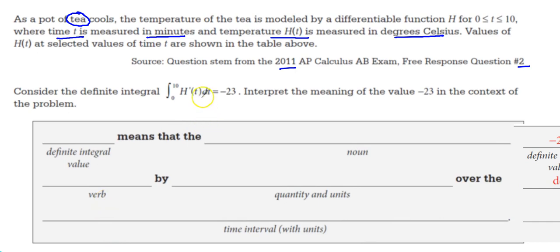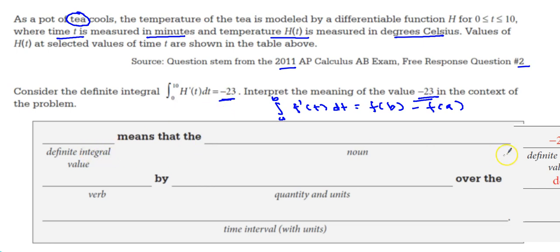Consider the definite integral of h prime of t dt, which is equal to negative 23. They just gave you the ready answer. We don't have to worry about how they got 23. Interpret the meaning of negative 23 in context of the problem. So this is integrating the rate, you get the net change. This is the net change. The first fundamental theorem of calculus, I'm just rephrasing: integral of F prime of t dt, you get net change. So if you integrate the rate, you get the net change in temperature.